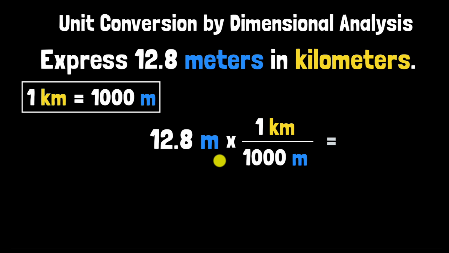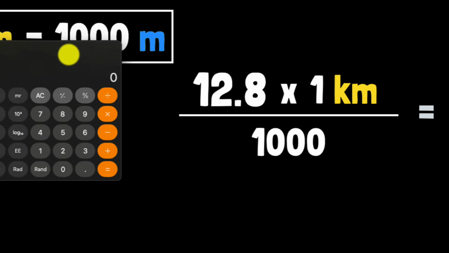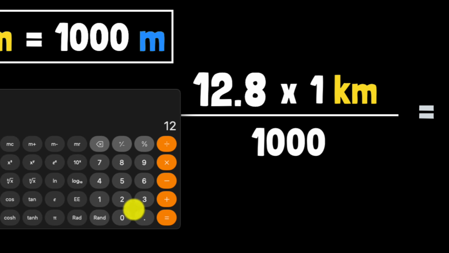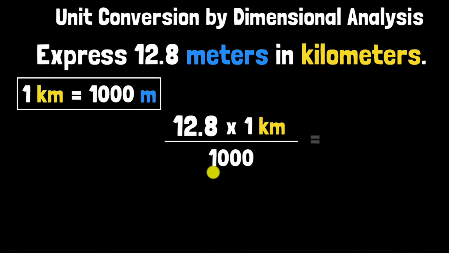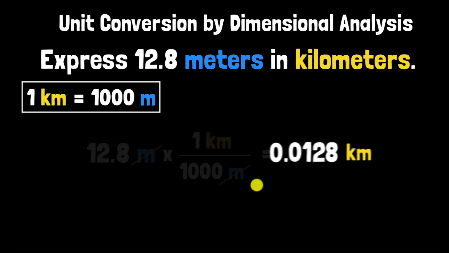Okay, so now we can go ahead and cancel this. Meters get canceled. And we now end up with 12.8 times 1 divided by 1,000. We might want to put this in our calculator, so let's just do that. 12.8 times 1 divided by 1,000. And there you have it, 0.0128 kilometer. So that is our answer.